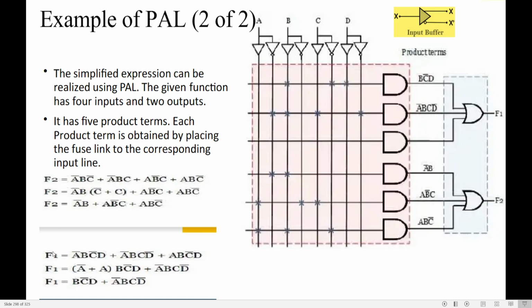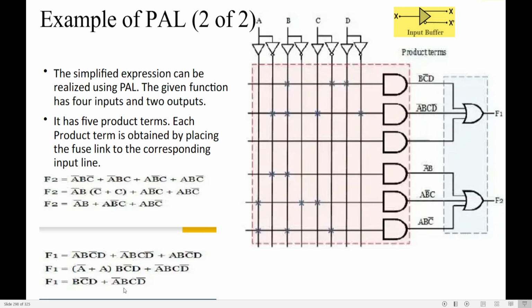Let us reduce F1 also. F1 is a function which has three terms. Let us try to reduce it. If you see these three terms, the second term and third term have B C bar D common. If I take this B C bar D common out, I get A bar plus A, and then A bar B C D bar. A bar plus A is 1. So I get B C bar D plus A bar B C D bar. So instead of three terms, I have got two terms.